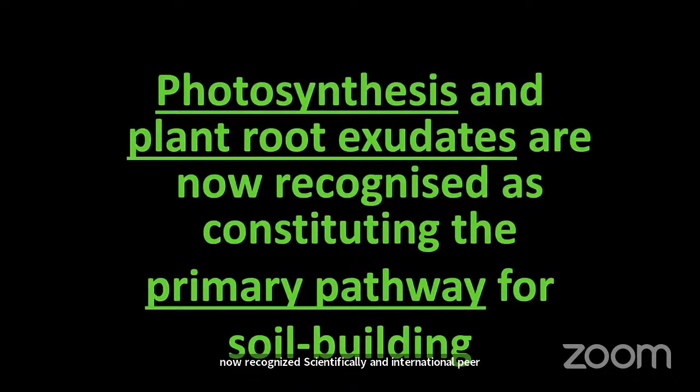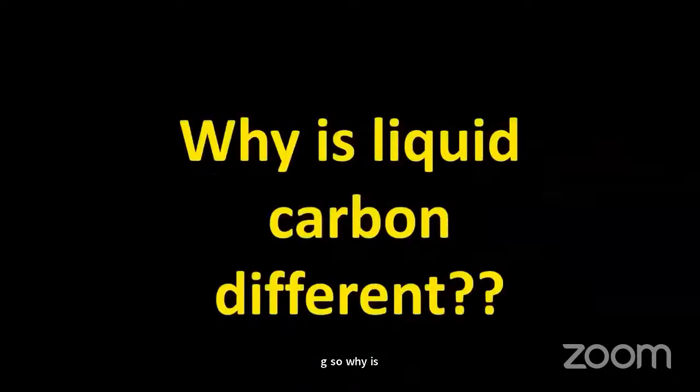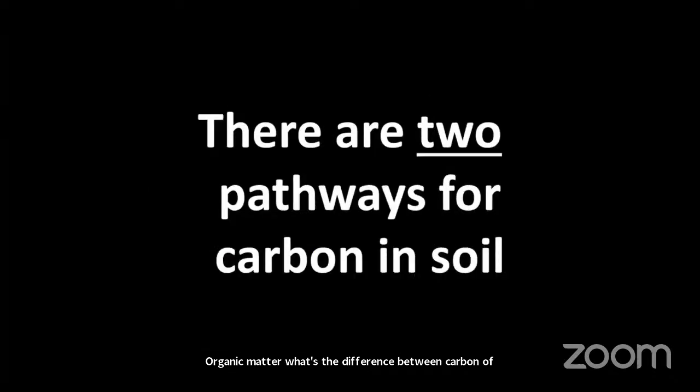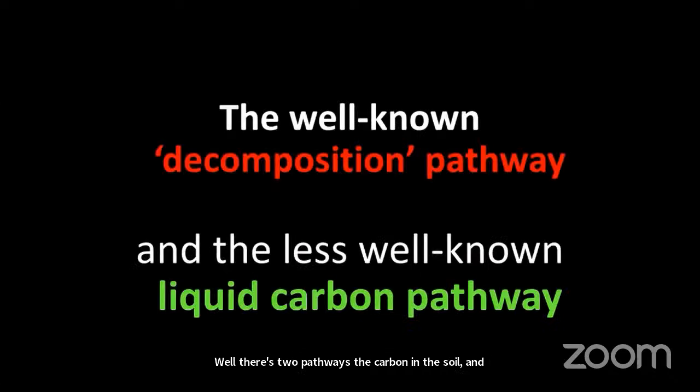pathway for soil building. So why is this liquid carbon different to what we call organic matter? Why is it different to returning crop residues to the soil or adding manure to the soil or something else that is actually organic matter? What's the difference between liquid carbon? Well, there's 2 pathways for carbon in the soil, and there's the well-known decomposition pathway where you have something that starts off as biomass like residues or plant roots or animal manures, and then there's the liquid carbon pathway where we have active carbon exuding from roots of green plants.